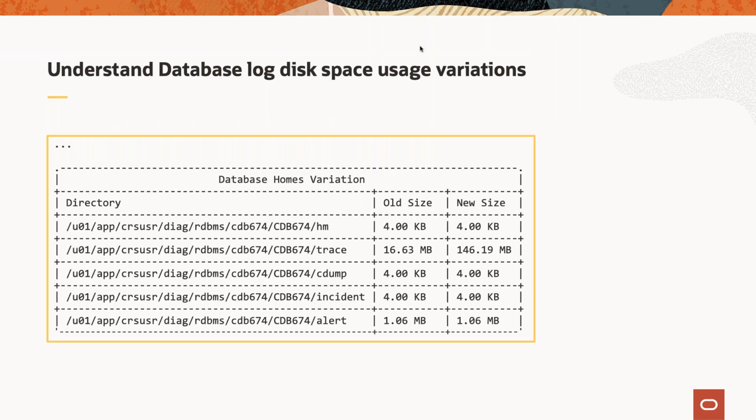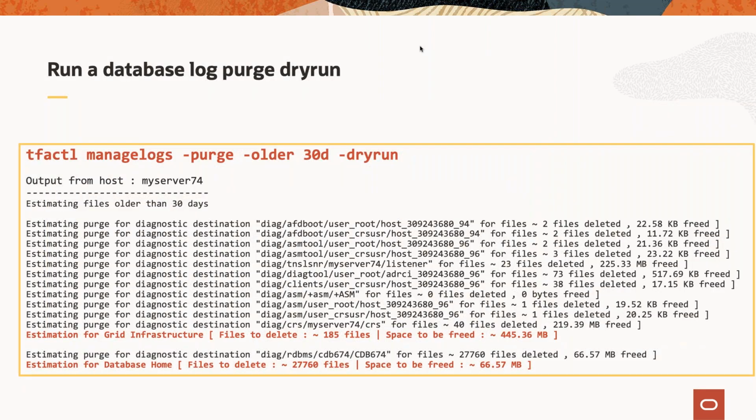The same thing, there's a purge option. The purge option allows you to delete logs older than a certain amount of time and tells you how much space is going to be freed. Now you could always run it with the -dry run option, which will not delete anything but just tell you what it's going to do. And you can decide based on the amount of space that's going to be freed whether you need to use this or not.